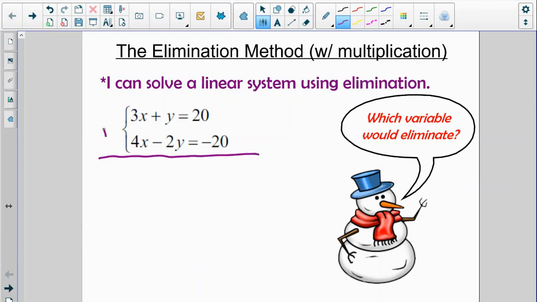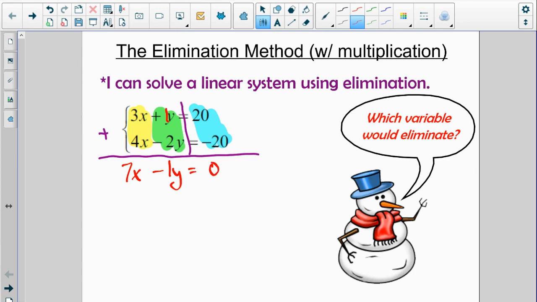Now, if we look at this system here, if we were to add the like terms together, basically adding the two equations to make one equation, which variable would eliminate? Maybe you noticed. None of them. So if I add the x terms together, so 3x plus 4x, if I add the y terms together and the constant terms together, I would get the equation, let's see, 7x, 3 plus 4 is 7. Let's see, 1y plus negative 2y is negative 1y, and 20 plus negative 20 is 0.